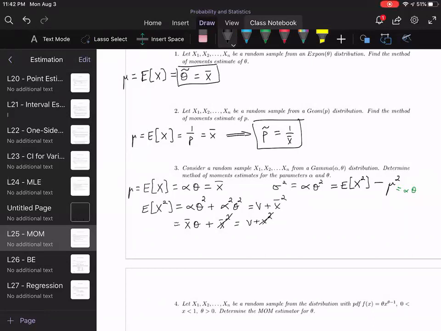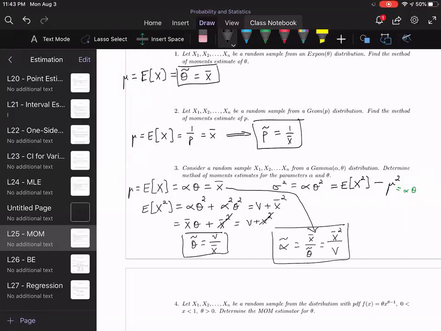And solving for theta, I get theta tilde is going to be v over x bar. So that's 1. And then using the first equation and solving for alpha, I get alpha tilde is x bar over theta tilde. And theta tilde again is v over x bar. So when you plug that in and simplify, you get x bar squared over v. And these are your method of moment estimators for alpha and theta.